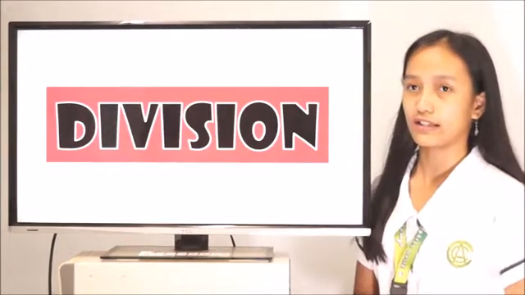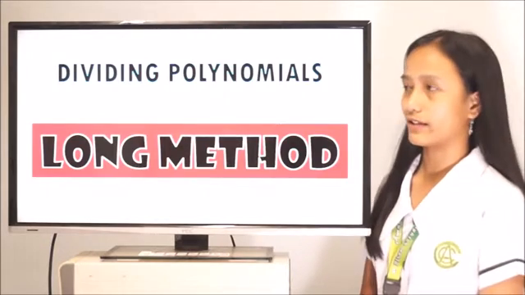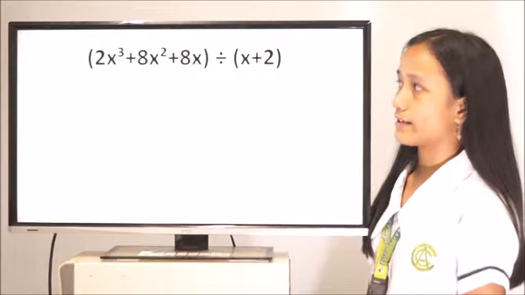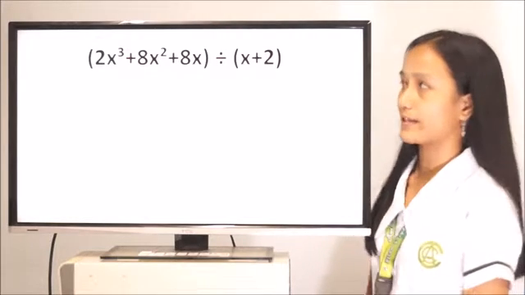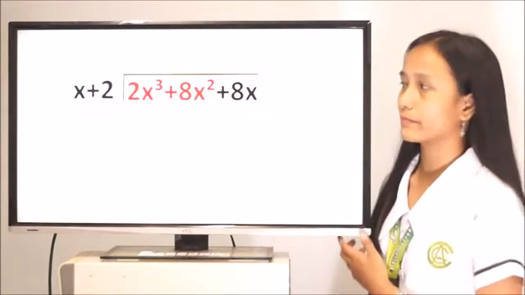The last operation is division. In dividing polynomials, we use the long method. Let's have this example. 2x cubed plus 8x squared plus 8x divided by x plus 2. Let's put it this way.